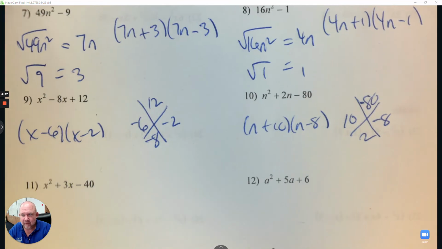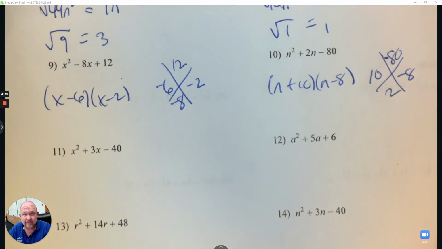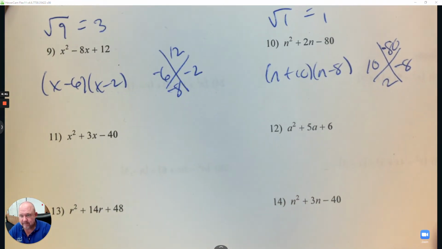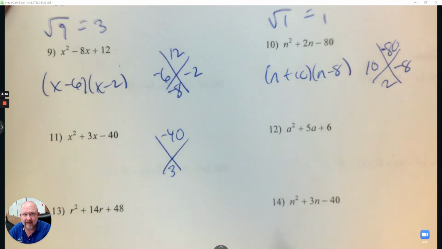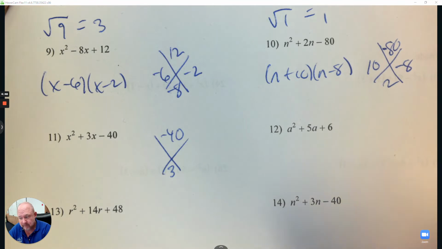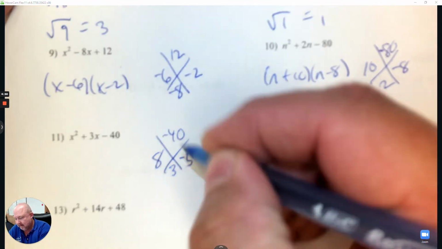Again, you shouldn't be just copying the video, but you should try it first. Put your best effort, then play the video. So we have negative 40 and 3. So 2 numbers that multiply to negative 40 and the same numbers subtract to 3. So that's 8 and negative 5.